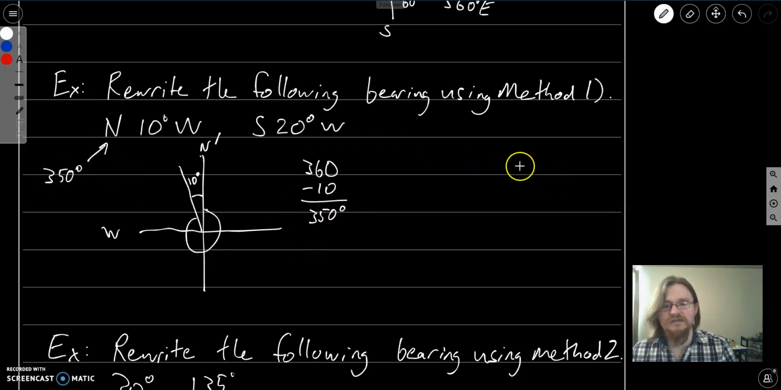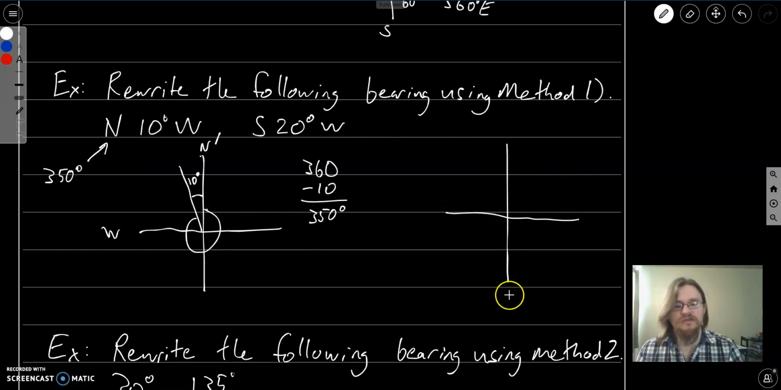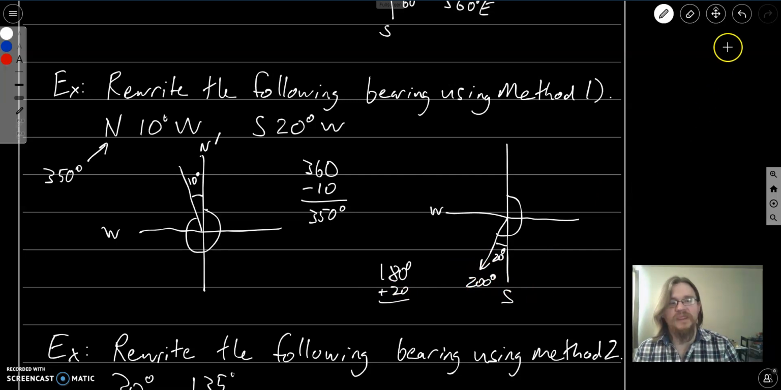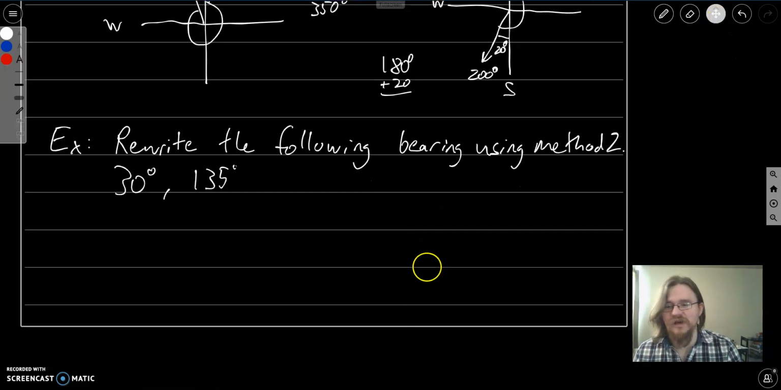Nice. Next, south 20 west. So again, we have south. Over here we have west. And we're going to form an angle of 20 degrees with south. Now I need to find the angle from north to this bearing, which from north to south is going to be 180, and we've gone 20 past that, so 180 plus 20 is going to be 200. So this is a bearing that we already saw before. Let's do a couple more.